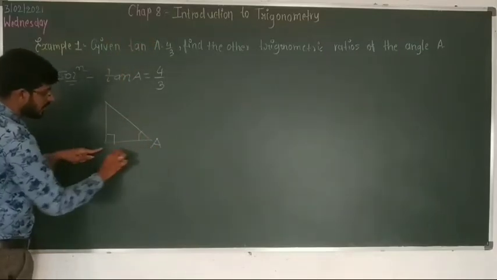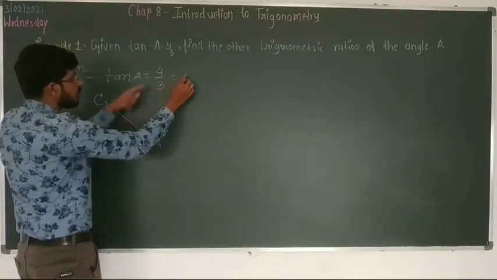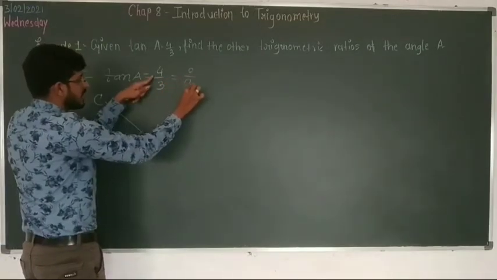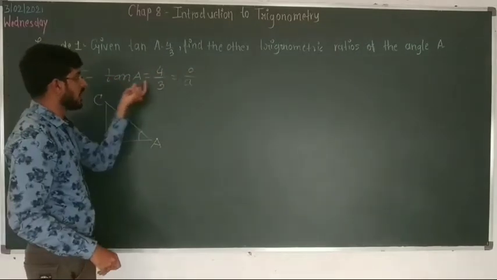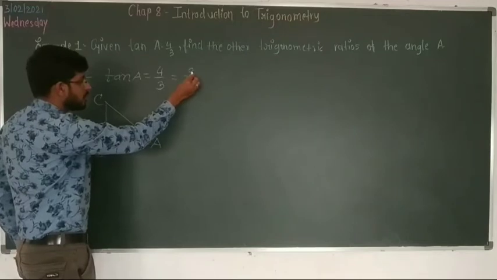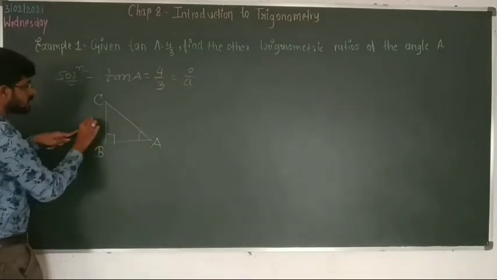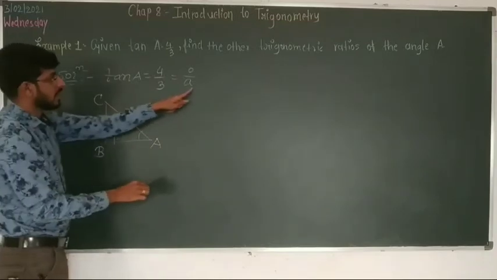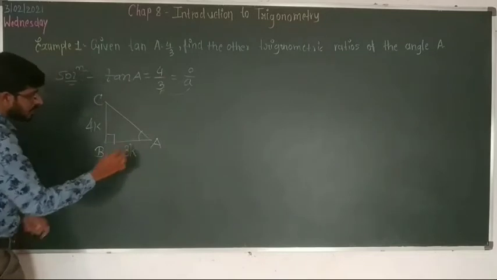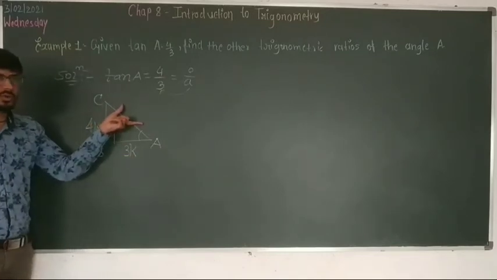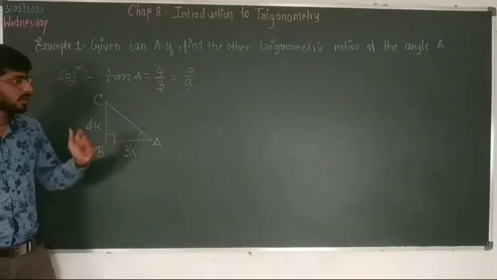So here write down A, B, C. Tan A is equal to opposite side upon adjacent side, because the formula of tan is O upon A. It means the opposite side of angle A is 4K, and the adjacent side of angle A is 3K. Here CA is not given, so first we have to find CA by using the Pythagoras theorem.